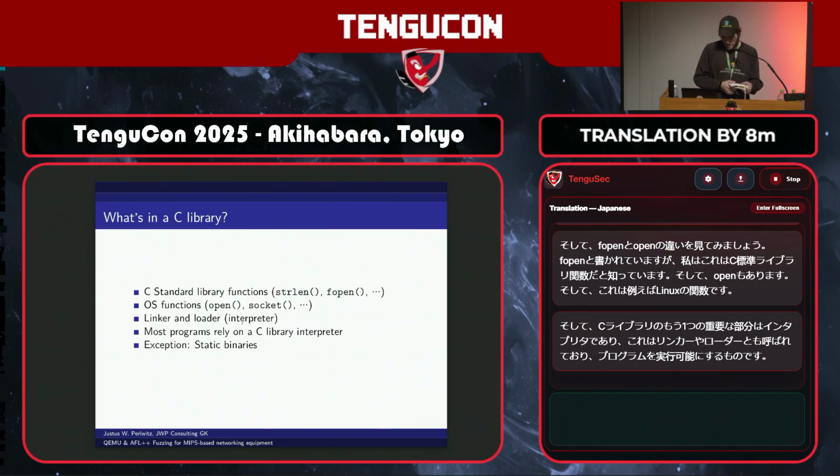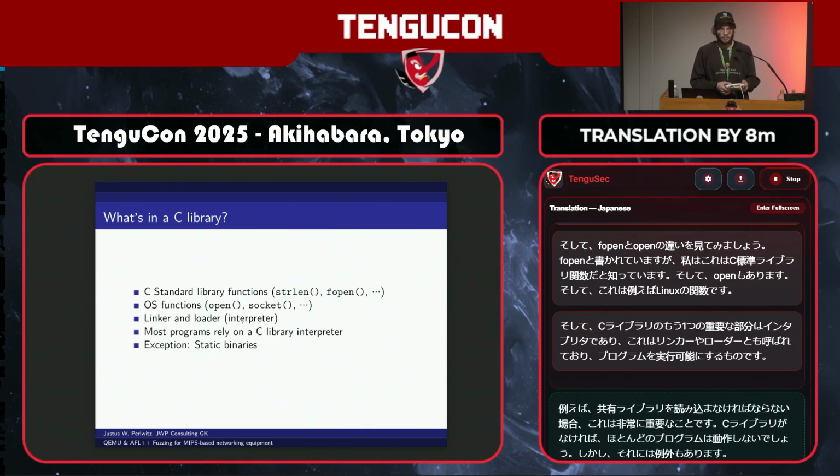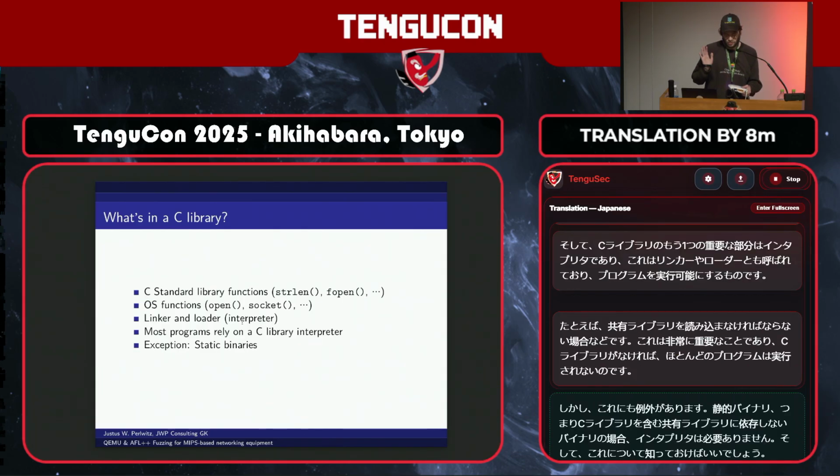But there are exceptions to this. If you have static binaries, meaning binaries that do not rely on any shared libraries, including a C library, they will not require an interpreter. And knowing about the interpreter is important, as we will see.